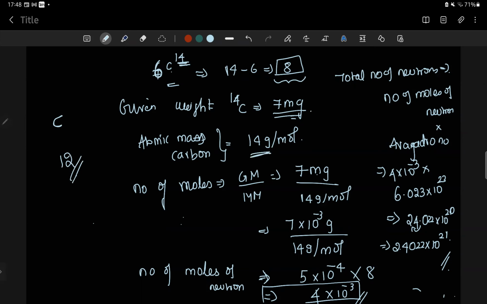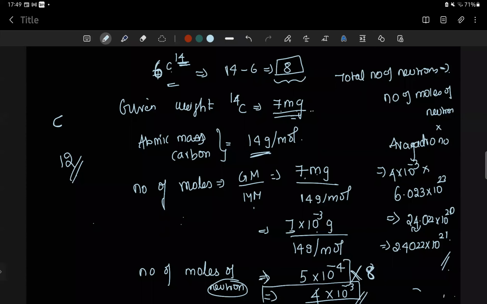And again relating to the first chapter, some basic concepts of chemistry: number of moles is equal to given mass by molar mass. Given mass is 7 milligram by molar mass 14 gram per mole. Converting this milligram into gram, that is 7 into 10 to the power minus 3 grams by 14. On simplifying, 5 into 10 to the power minus 4. If it is number of moles, we can stop here. Number of moles of neutron into 8. Yes. Now for the total number of neutrons, multiply by Avogadro number. That's it. It is as simple as this.